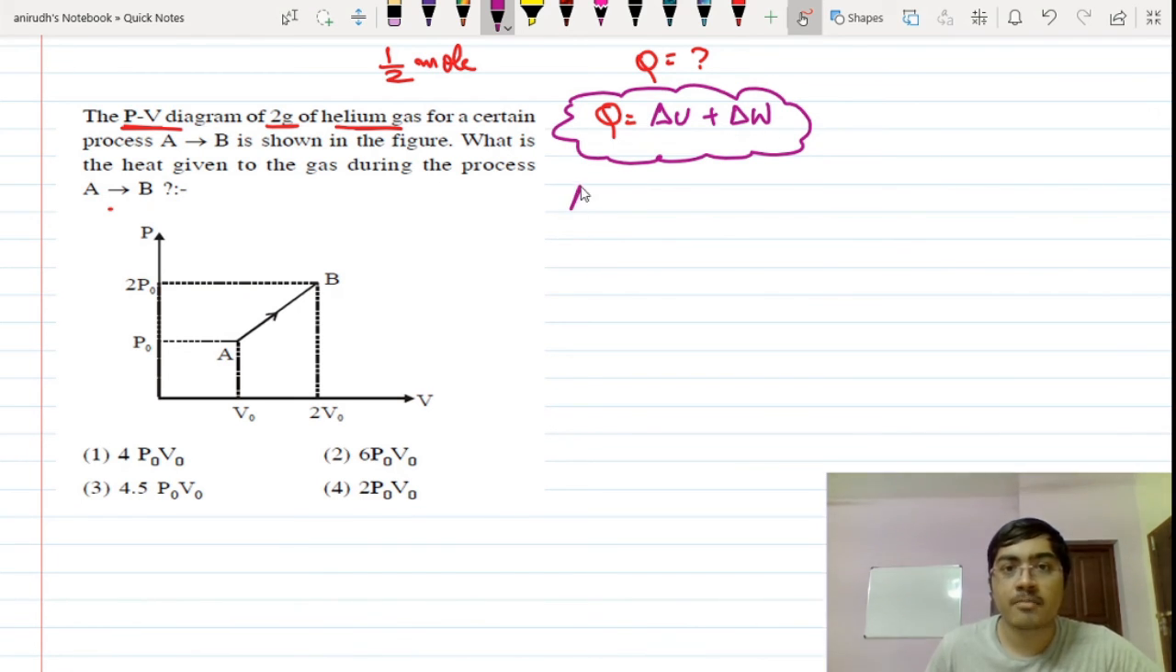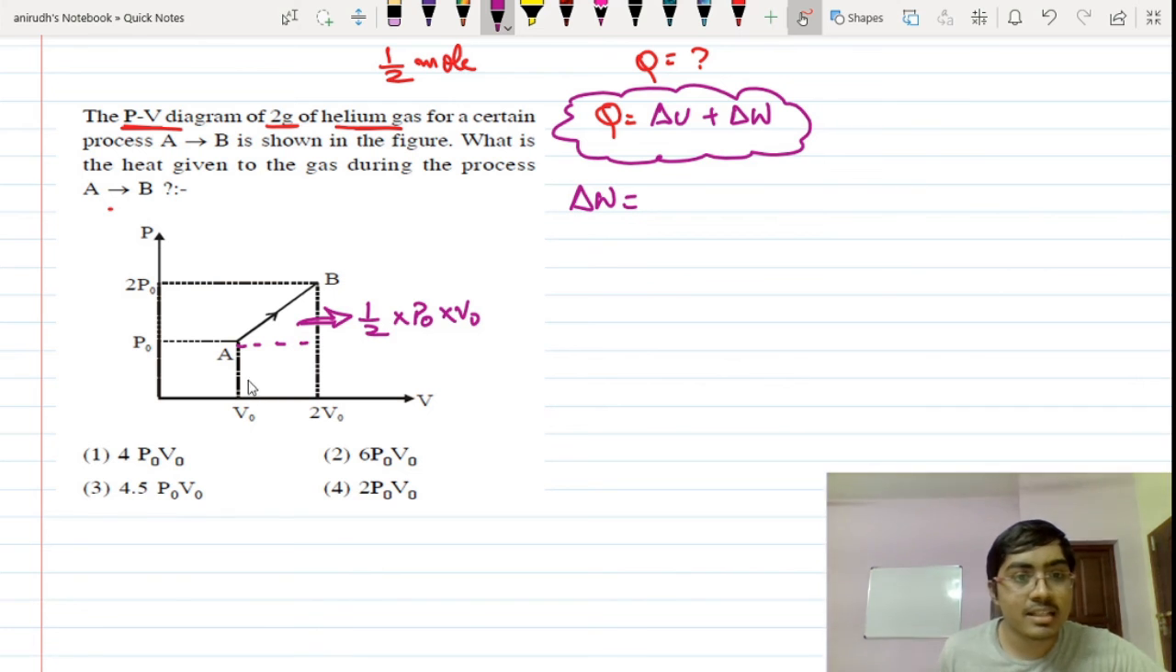So let's find out what is delta W. Work done is equal to the area under the PV graph. You are aware of that, isn't it? So if this is a trapezium, let me find it out with the help of the area of a trapezium. I'm just splitting it into a triangle and a rectangle like this. For this triangle, my area is half multiplied by base, which is 2 P naught minus P naught, that is P naught, multiplied by height, which is 2 V naught minus V naught, that is V naught. Hope you got this. So the area of the triangle is half P naught V naught.